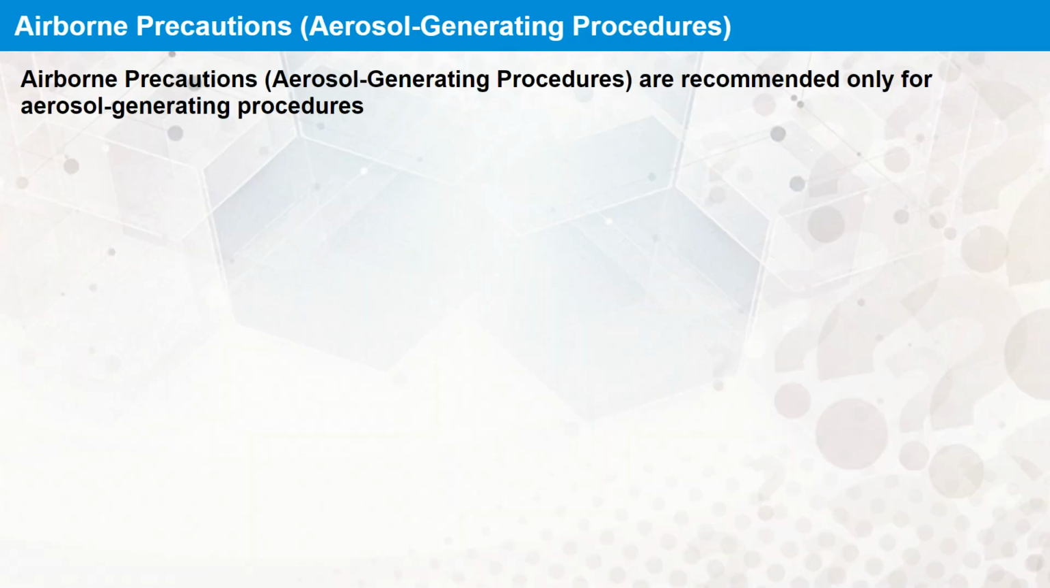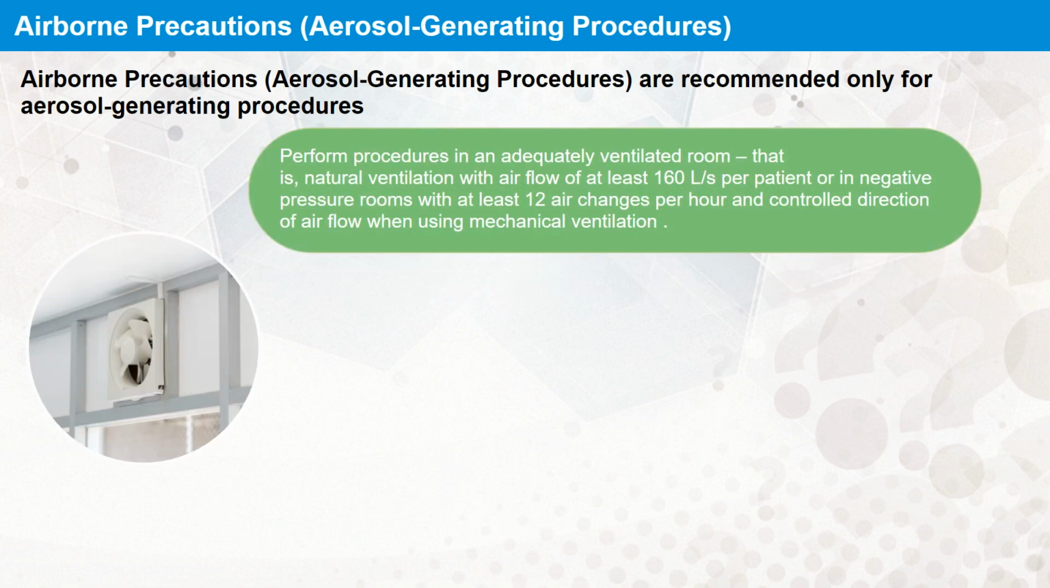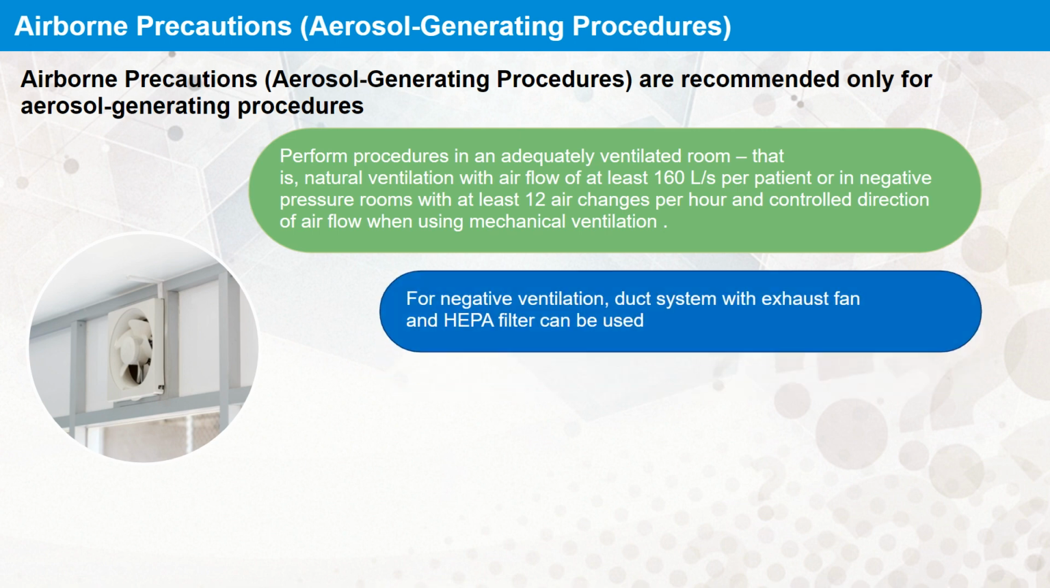Airborne precautions are recommended only for aerosol generating procedures. Perform procedures in an adequately ventilated room, that is, natural ventilation with airflow of at least 160 liters per second per patient, or in negative pressure rooms with at least 12 air changes per hour and control direction of airflow when using mechanical ventilation. For negative ventilation, a duct system with exhaust fan and HEPA filter can be used.